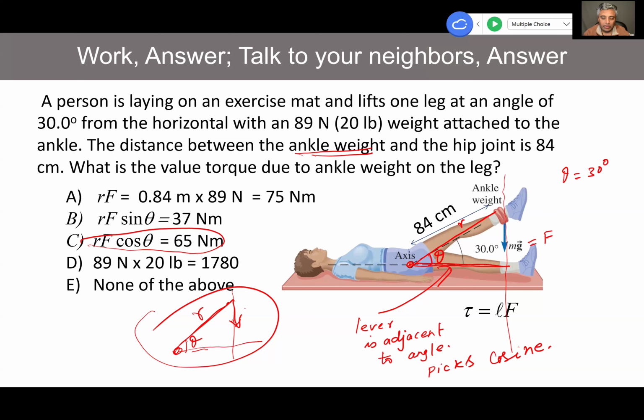So don't think torque is always RF sine theta, okay? It is sine theta only if theta is the angle between R and F. See, R is here, F is here. If this angle or that angle was given, then that would be B, RF sine theta. But since those angles are not there, rather this angle is given, hopefully this sketch did not confuse you. See, the angle is shown here. This means that is 30 degrees, not this one here. Okay.